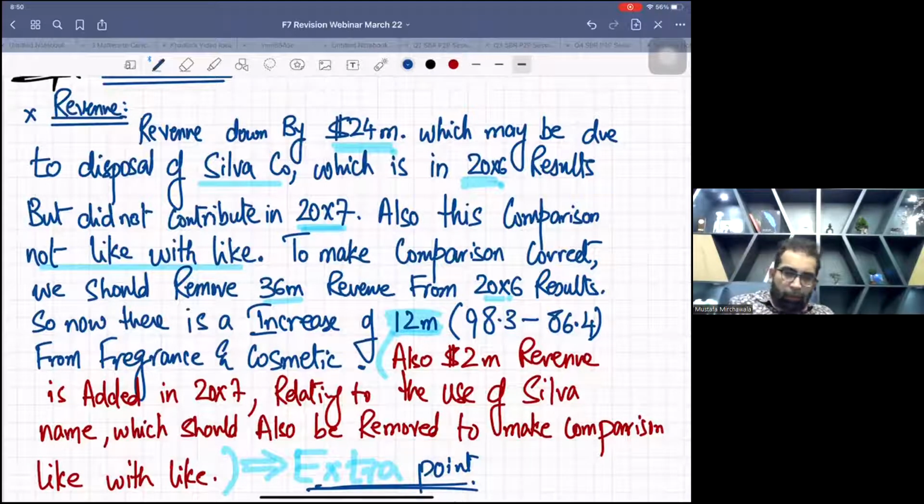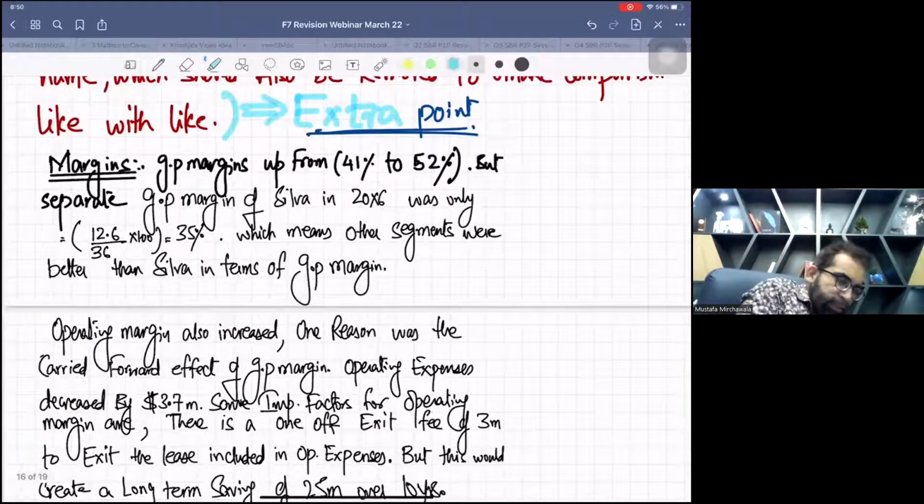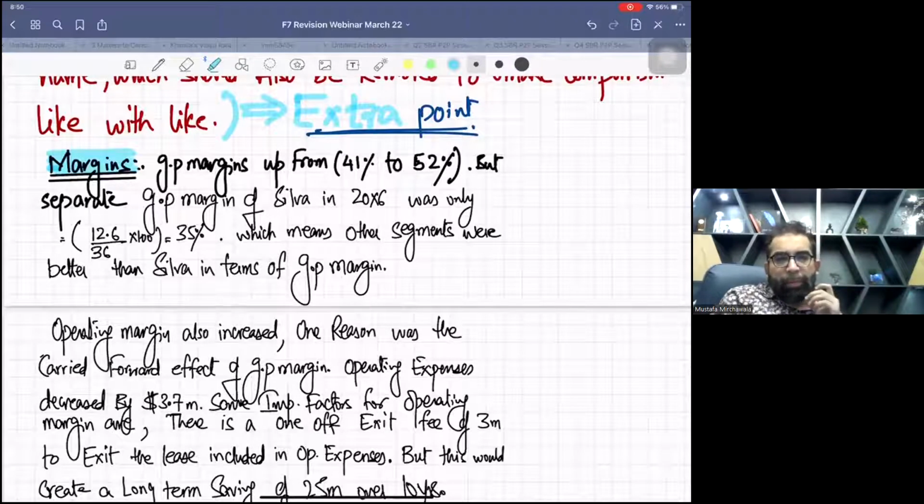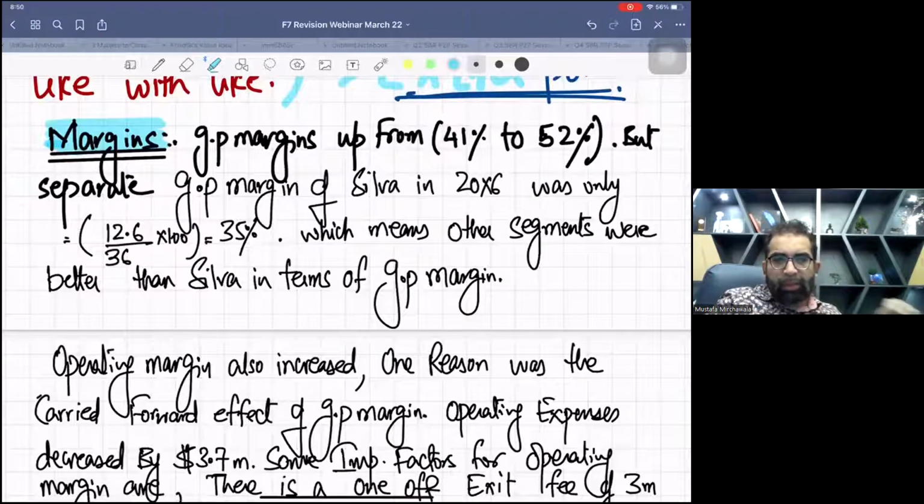Okay. Now, the next heading is margins. Margins are GP margins and operating margin. Go easy. GP margin and operating margin. I'll give you a break after 10 minutes. After the second question, we'll take a 5 minute break. And listen, now these are your ending days. Even I'm giving my time, so you should also give. Don't worry.